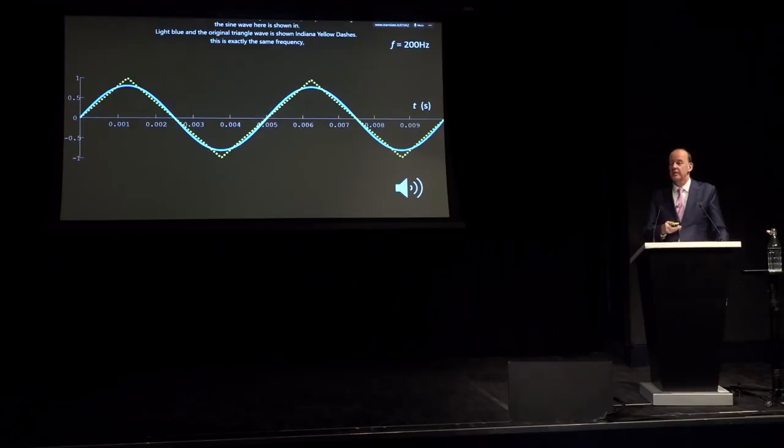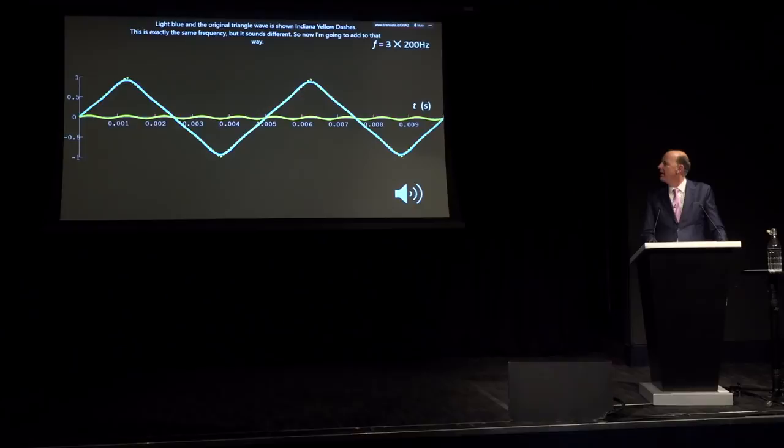So now I'm going to add to that wave another sine wave at three times the frequency of the original. That's the one shown in yellow. And the sum of those two is shown in blue. So you can see the blue waveform looks a bit closer now to the triangle wave, and that sounds like this. So that's the thing at three times the frequency. And here's the thing at five times the frequency.